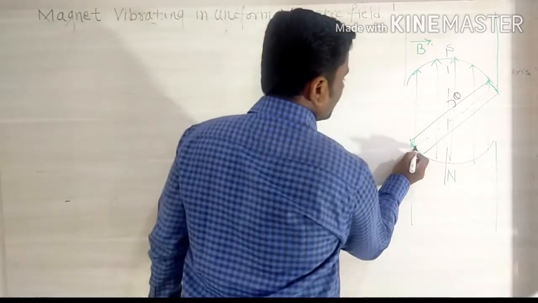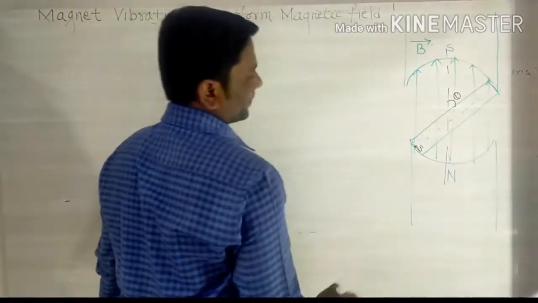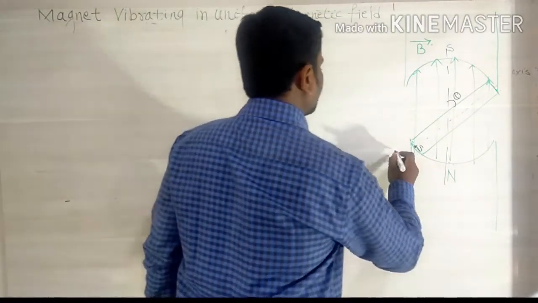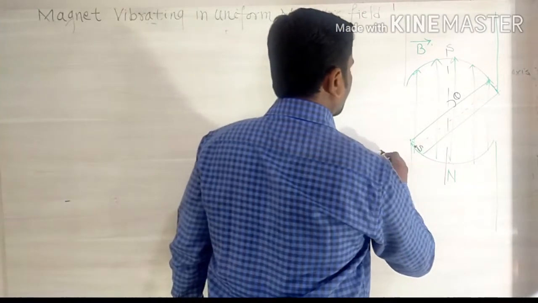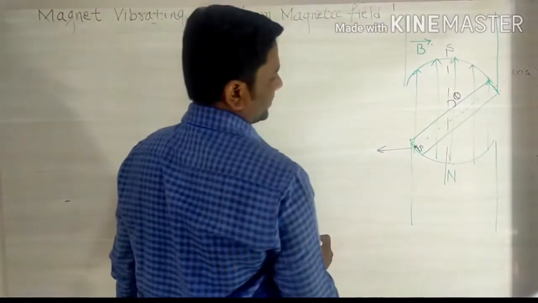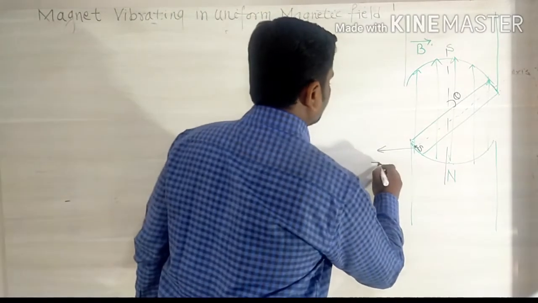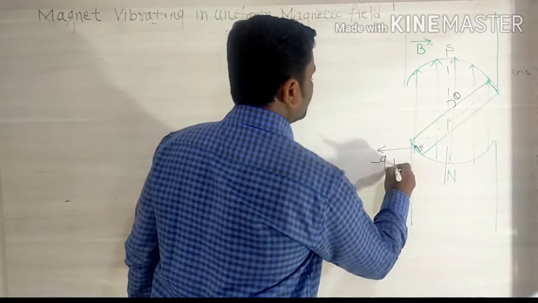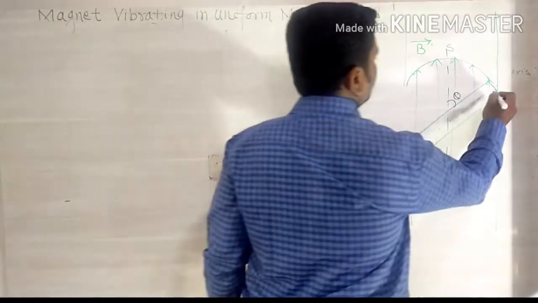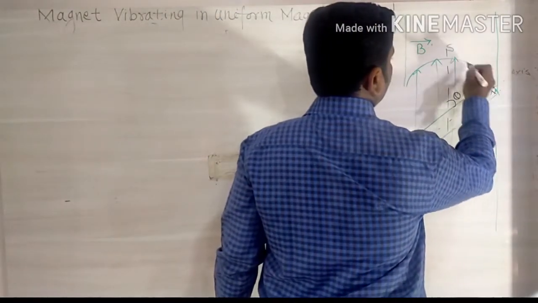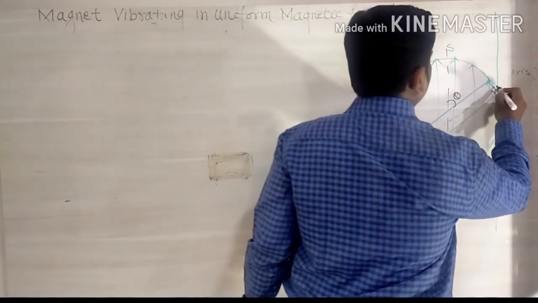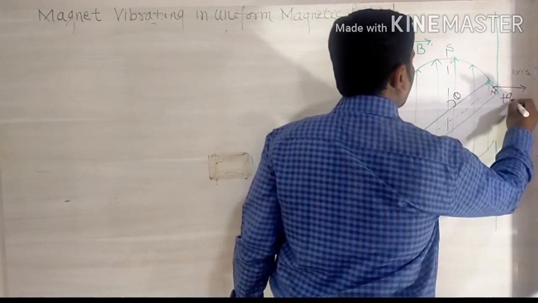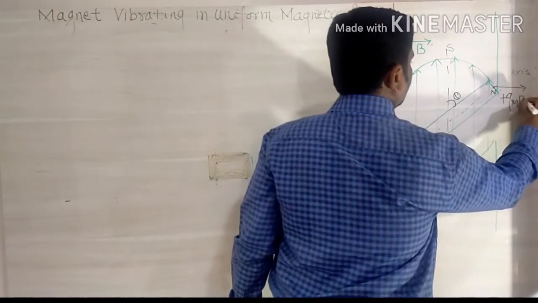At that point, due to the north pole, the force acting on the south pole of that bar magnet is in this direction. So that force is equal to minus q m B vector, and at the north pole, due to the south pole, the force acts in this direction, that force is plus q m B vector.